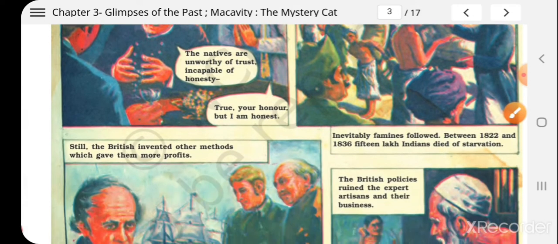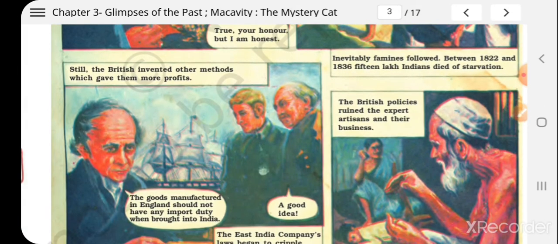Next, let's see what happens. In this scene, the British still invented other methods which gave them more profits. They were not satisfied here. यहाँ से भी उनका मन नहीं भरता. They were inventing other methods of how to lead here, so that they would have more profits.